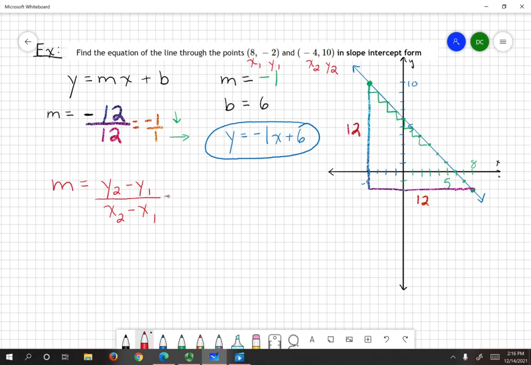Now, because so many people get confused on the plus and minus signs, I always put my minus in first. And then I'm like, okay, y2 is 10. And what's y1? y1 is -2. Do you see why I did that? Oh my gosh. Minus and negatives, they mess so many people up. x2 is -4. x1 is 8.